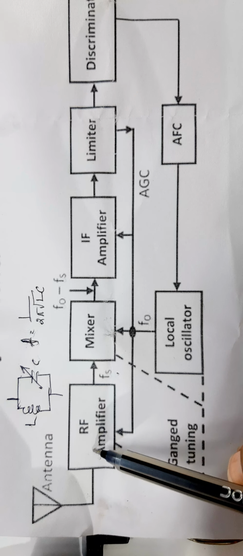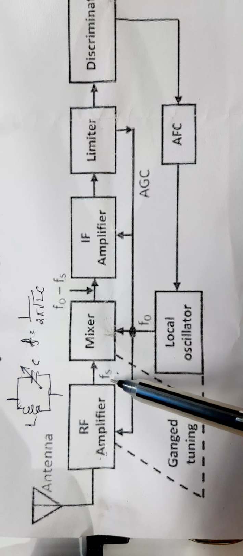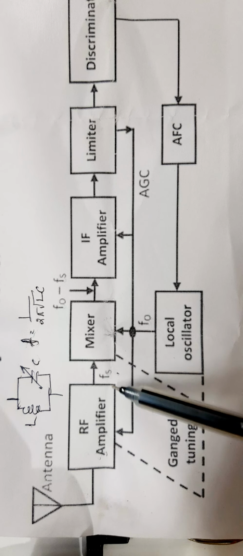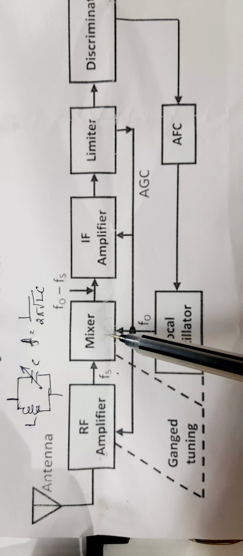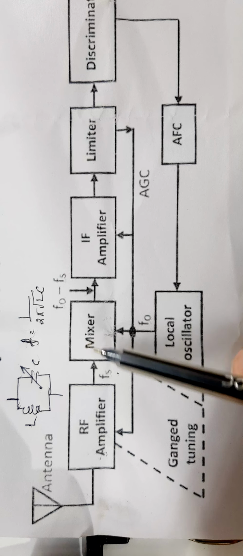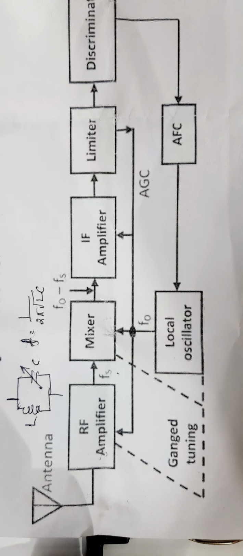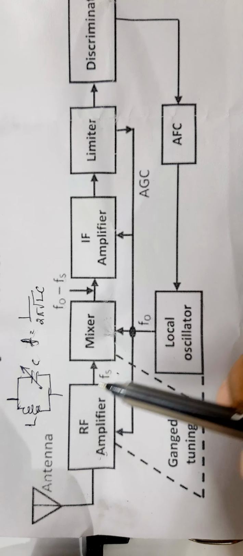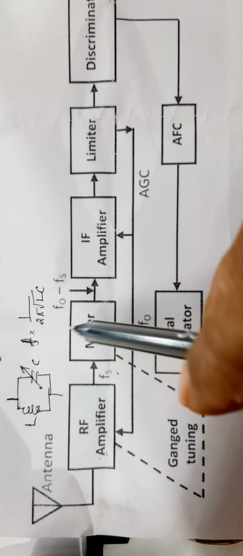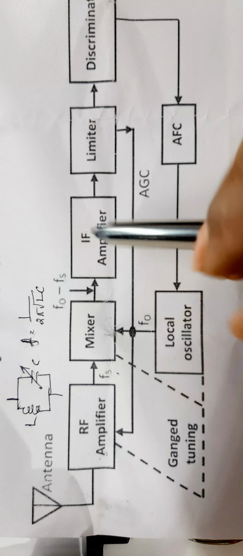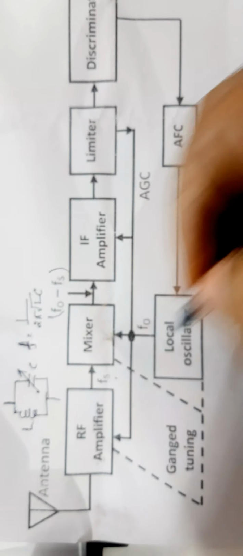Then the frequency from the RF amplifier, that is the particular signal frequency Fs, and the frequency generated from the local oscillator, that is F0, these two are applied to the input of a mixer circuit, where this mixer circuit produces the difference of frequency and also the sum of frequency, that is called beat frequency. Therefore, you get Fs plus F0, F0 plus Fs, and F0 minus Fs, in which F0 plus Fs is removed to the ground. Only the output of the mixer is the difference of these two frequencies.